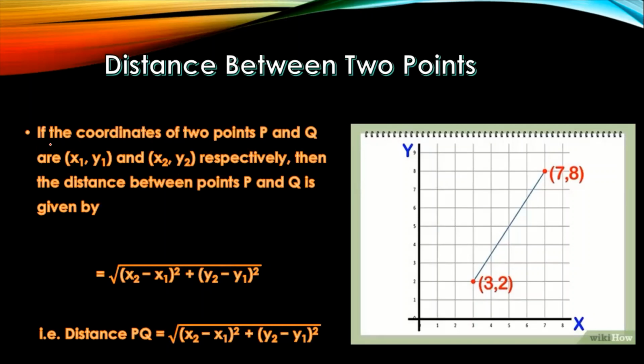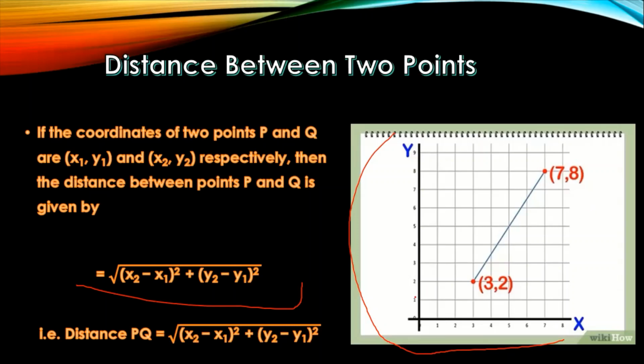Now, if the coordinates of 2 points P and Q are x1, y1 and x2, y2 respectively, then the distance between points P and Q is given by this. This is the formula for calculating the distance between 2 points. Now, what does that mean? This picture shows a Cartesian plane. A Cartesian plane is just a graph showing our y-axis and our x-axis and points plotted on them.